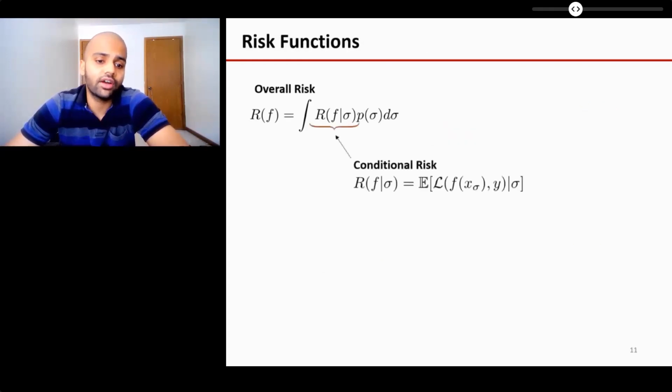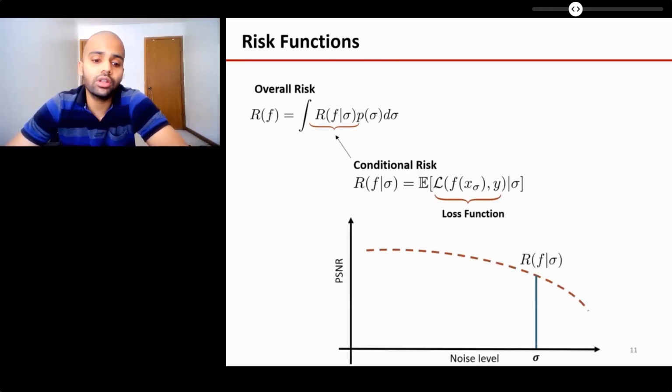We define R of f given sigma as the conditional risk. It is defined as the expected value of loss at one particular noise level. If you recall the PSNR curve, R of f given sigma will be the PSNR at a noise level of sigma, or more specifically, the mean square error at a noise level of sigma. So the overall risk is nothing but the weighted average of the conditional risk over all the noise levels which we are considering.